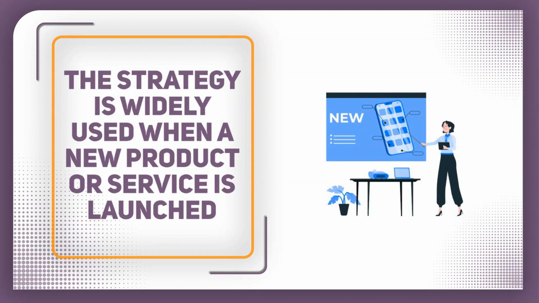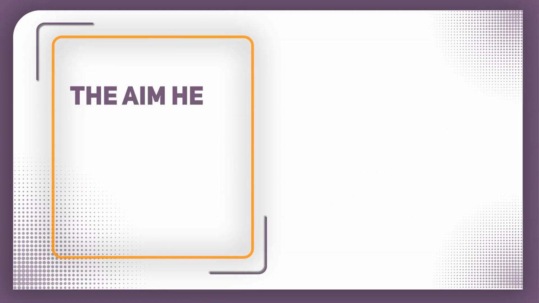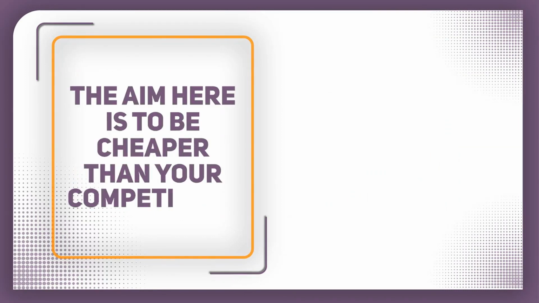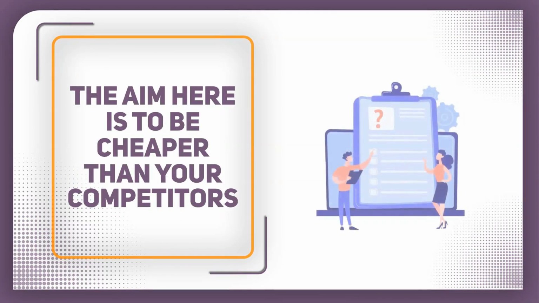Examples are gym memberships, where you might get a new joiners offer, or as simple as a new biscuit taking on the mighty Oreo, but initially charging considerably less. The aim here is to be cheaper than your competitors, and to get your customers to quickly learn about, and importantly like, what you're selling.